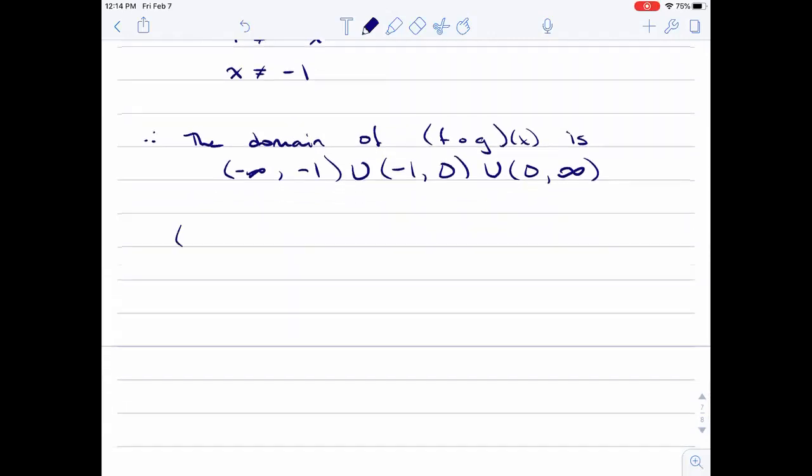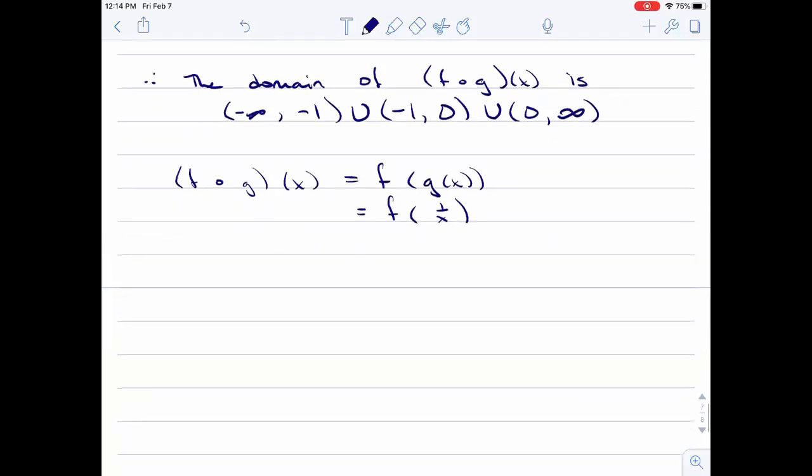Now, if we just have to find f composed with g of x, it's the same as f of g of x. I'm going to start by replacing my g of x. G of x was 1 over x, so I want f of 1 over x. Wherever I see an x in f of x, I'm going to replace it with 1 over x. And my f was x over x plus 1, so I get 1 over x over 1 over x plus 1.